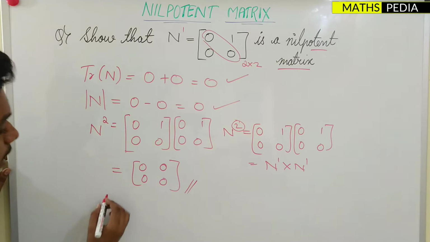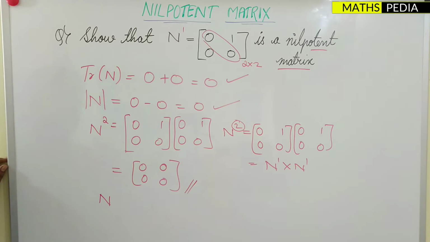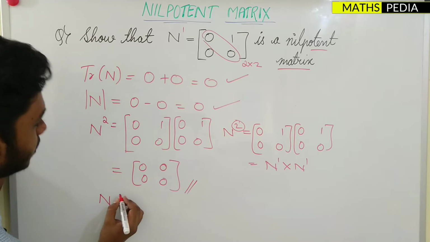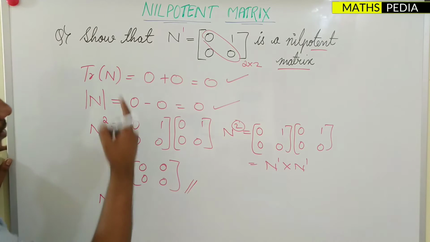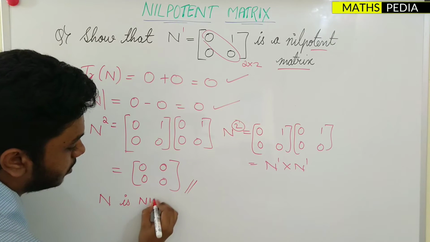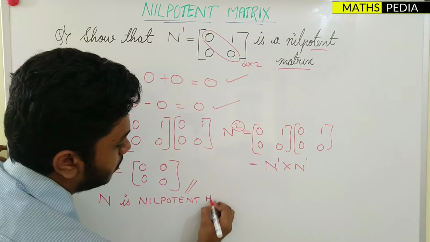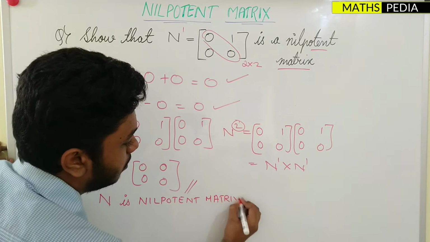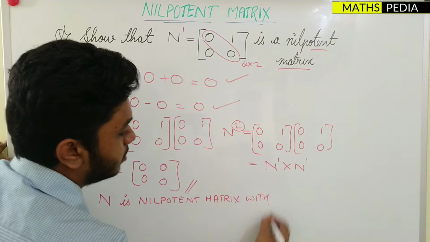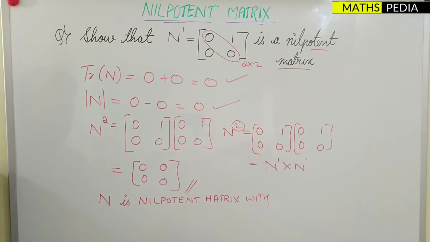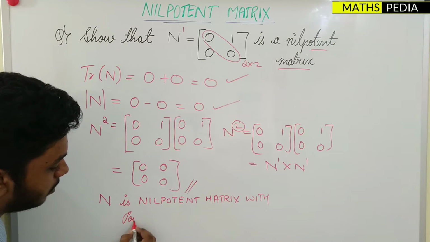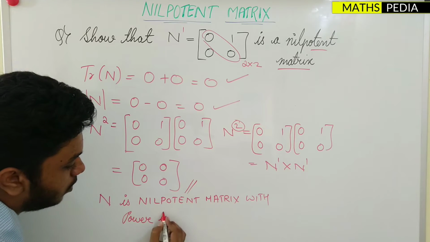So I can say that N power k, that means N, the given matrix, is a nilpotent matrix with index, or we can say the power. Okay, the power is equal to what?